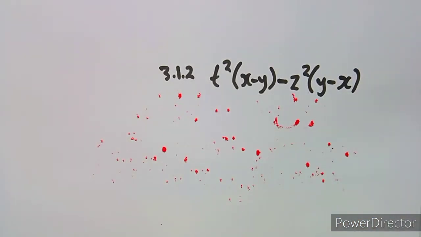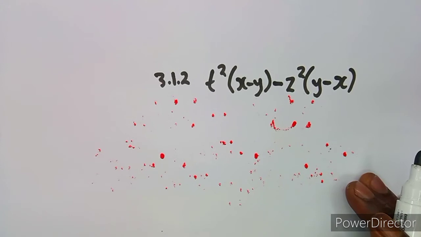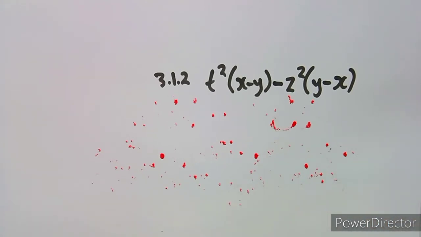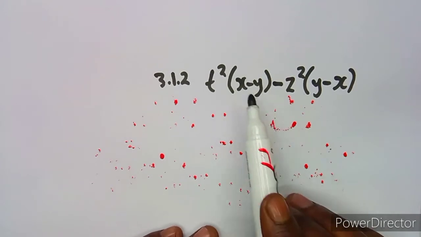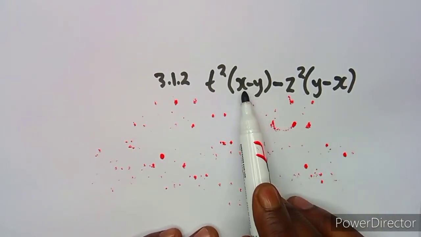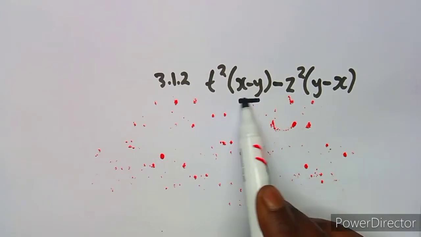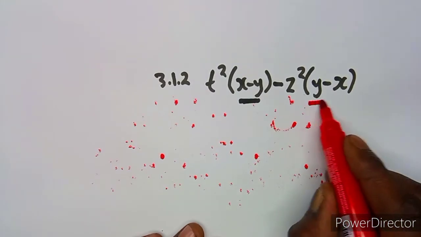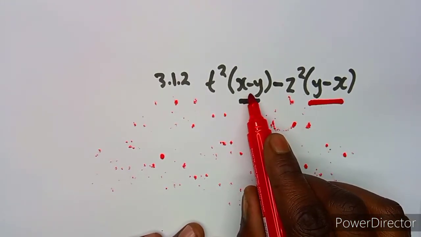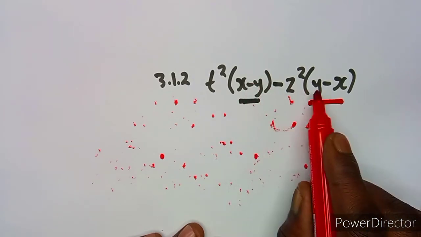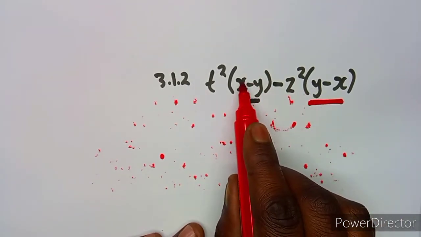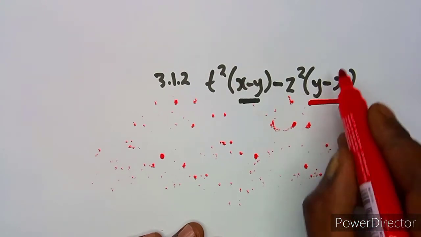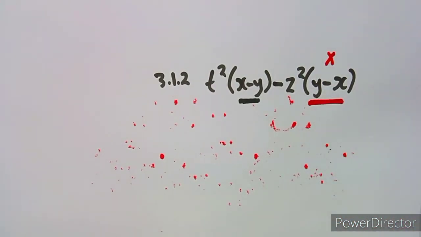Just try by all means to confuse you guys. Remember, when you are using the grouping method, you have to factor out a common term here. But this is y minus x, and this is x minus y. Here we have y minus x. These two are different. Y here has a negative, but there it has a positive. X here has a positive, x here has a negative, so these two are different. But how can I make these two the same?